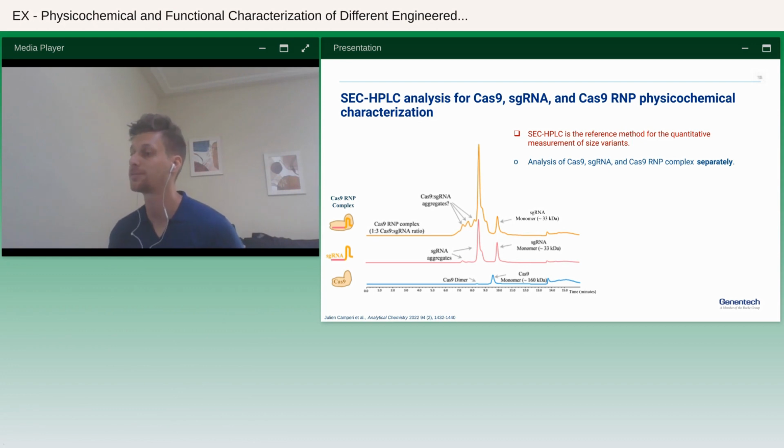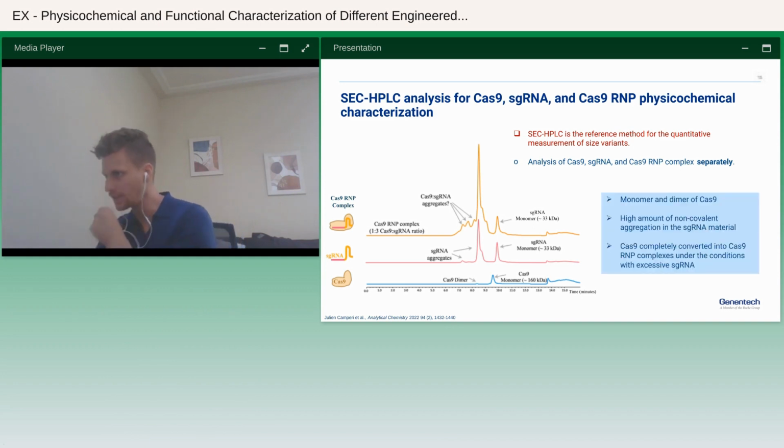But we did not expect the other peaks at 8 minutes and at 7 minutes, corresponding to single guide RNA aggregates. And so we have a very high amount of aggregate. And this has a negative impact on the Cas9 RNP complex, because if we look at the orange trace, you can see that we still have the single RNA monomer, but also a huge amount of aggregate and probably also the formation of Cas9 single guide RNA aggregates.